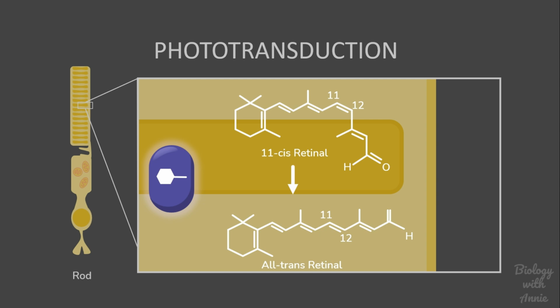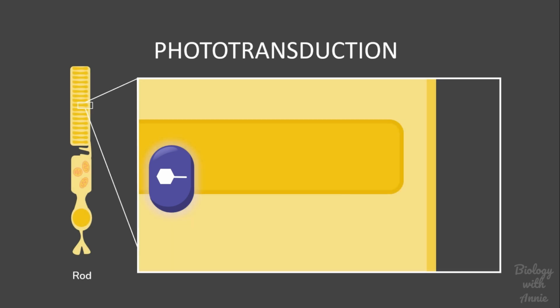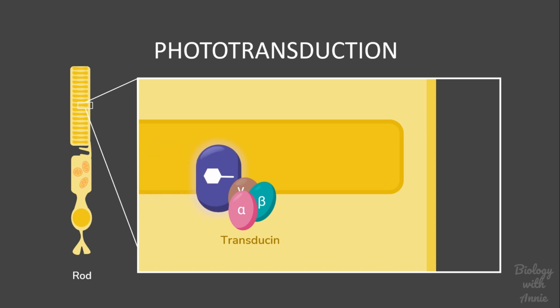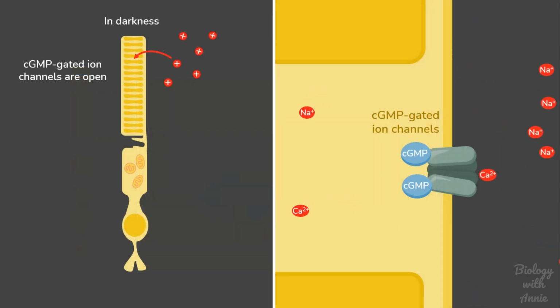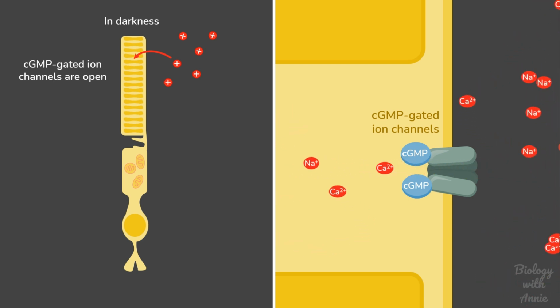This structural change activates the opsin protein, which in turn activates an intracellular messenger protein called transducin. Transducin consists of three subunits. When activated, the alpha subunit of transducin dissociates from its other subunits and in turn activates another protein called phosphodiesterase, or PDE. PDE is an enzyme that breaks down cyclic guanosine monophosphate, or cGMP, into GMP molecules. A high concentration of cGMP molecules is required to keep ion channels in the photoreceptor membrane open.